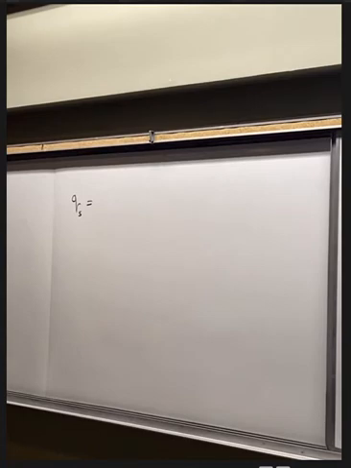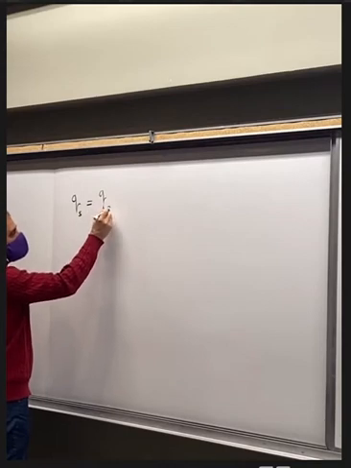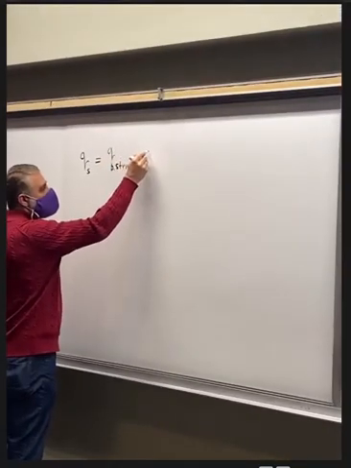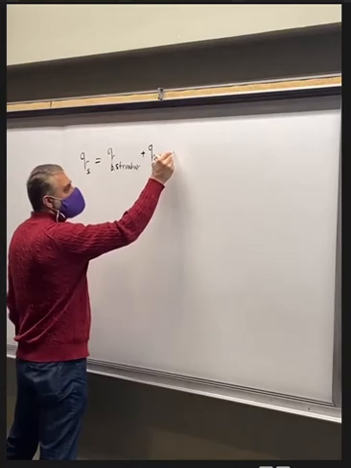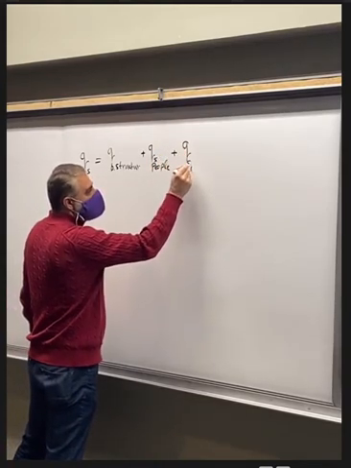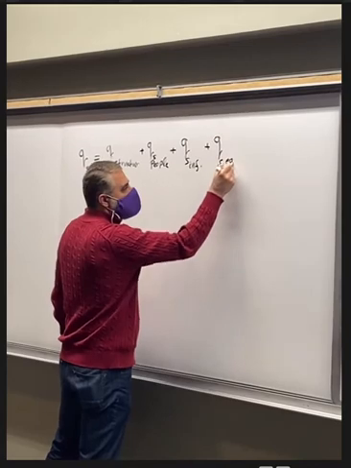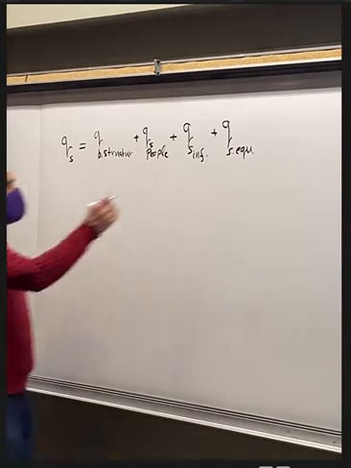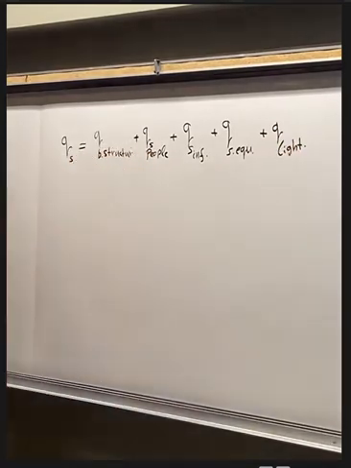So QS for the building equals Q structure, building structure, plus Q for people, plus QS infiltration, plus QS equipment. And also plus Q light. So this is the total sensible cooling load.